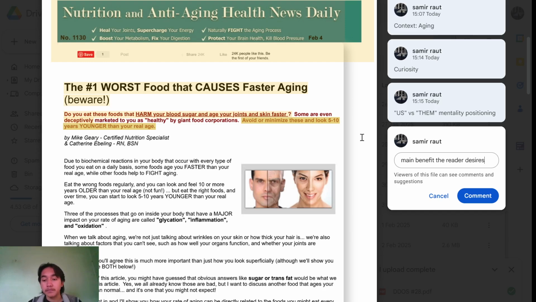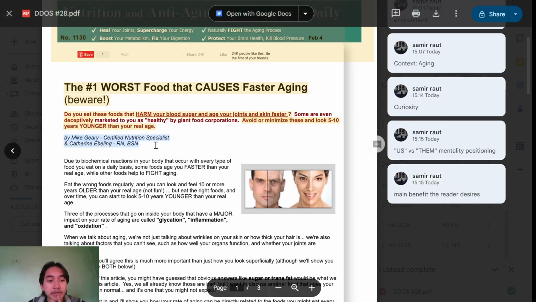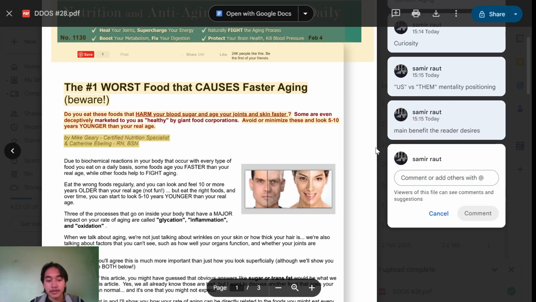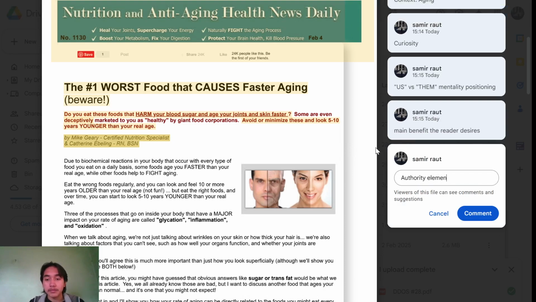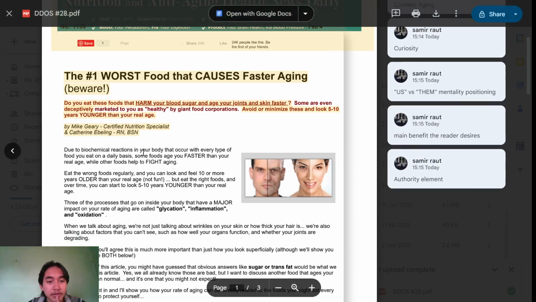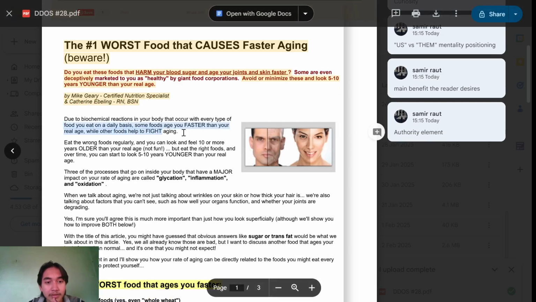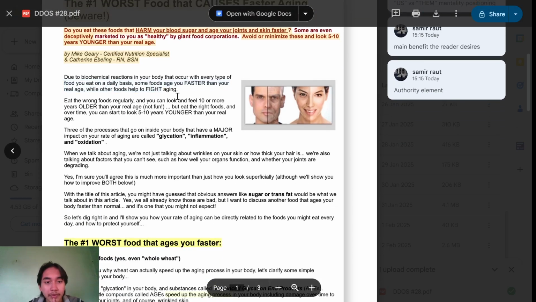Desires. By Mike Geary, certified nutrition specialist, and Catherine Ebeling. Okay, so this is like an authority element. Due to biochemical reactions in your body that occur with every type of food you eat on a daily basis, some foods age you faster than your real age, while other foods help to fight aging.